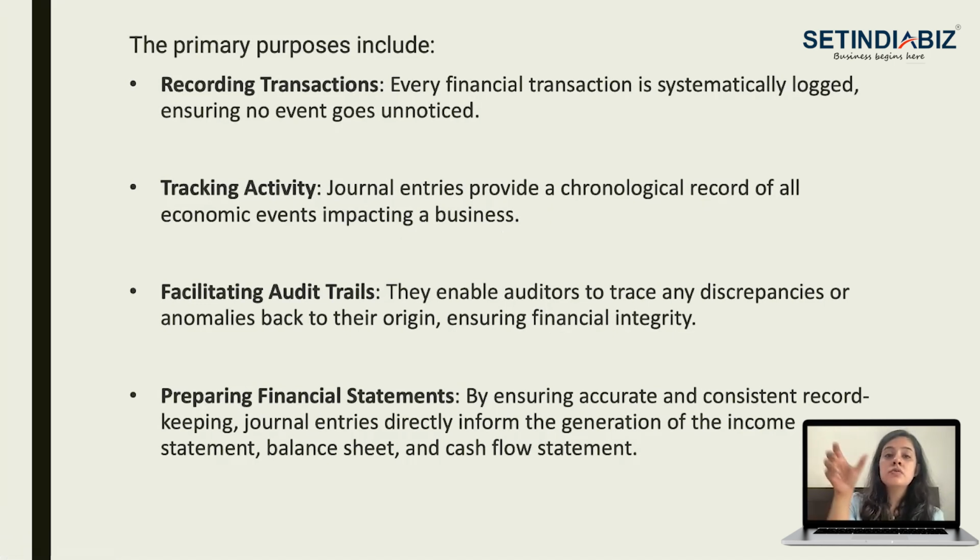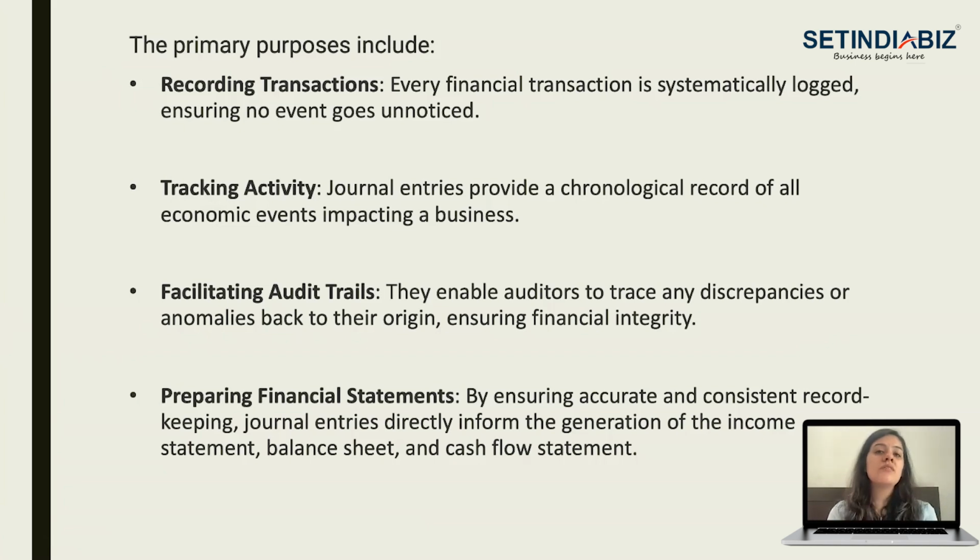January 1 में कितनी purchases हुई, February 1 में कितनी sales हुई. So as per the dates, we are having a record of all the financial transactions, all the economic events that impact the business. Next, facilitating audit trails. Obviously, when we have proper records, date-wise records in order, it helps in assisting the audit. They enable auditors to trace any discrepancies or anomalies back to their origin. Anomalies means any odd events, any discrepancies that have been recorded, they are easy to find out by the auditors. Back to their origin, ensuring financial integrity.